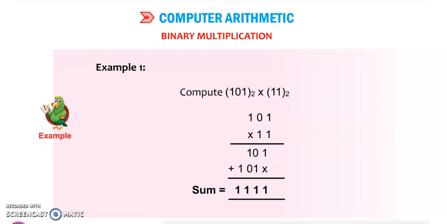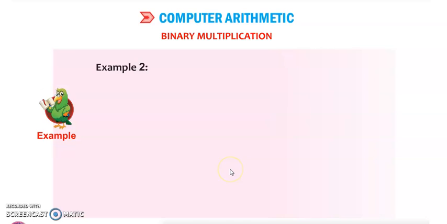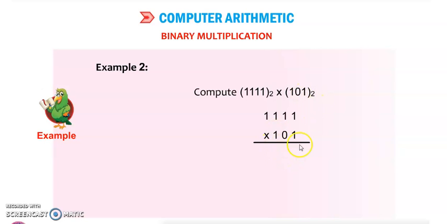So take another example, example number 2. We have to compute 1 1 1 1 multiplied by 1 0 1. So we have to write like this. Take the first line: if we are multiplying by 1, all four 1s come here. After that, multiply by 0, all four 0s will come here, since 0 multiplied by 1 is 0. Next, 1 multiplied by all four 1s, so we write all four 1s.